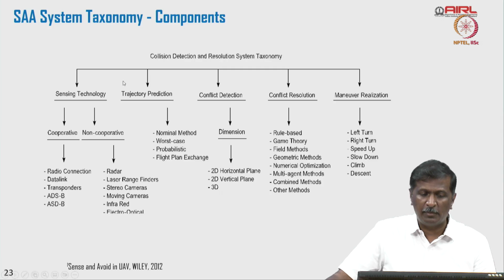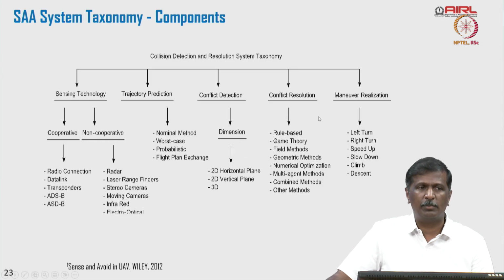I can use that information to predict the trajectory. That alone is not sufficient. Based on the trajectory, I have to declare the target as a conflict or not, or as a threat or not. Conflict detection is the biggest challenge, right? I have to look at the dimension of the target. I can do it in a 2D horizontal plane or a 2D vertical plane, or I can do it in a 3D plane, right? I have to define them. It's a conflict.